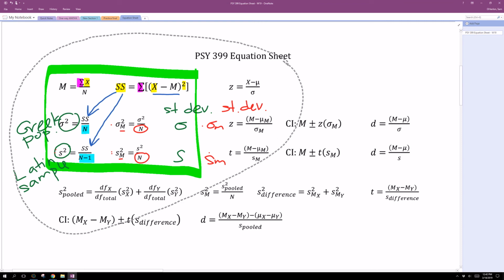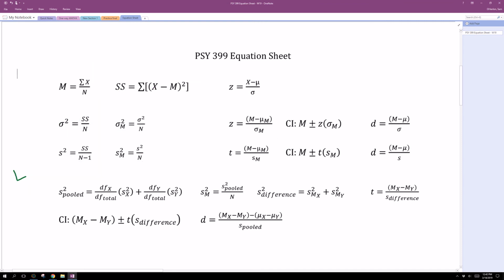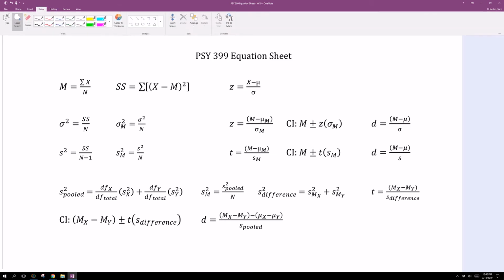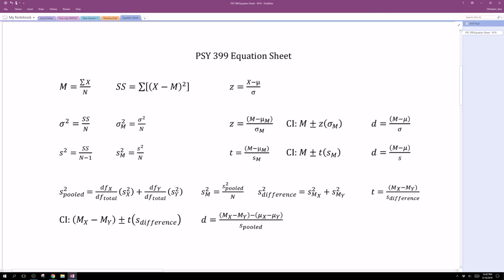Okay, so now that we've reviewed those 6 equations, let's move on. Okay. These right here are test statistics. So these are the stats you calculate when you're doing a hypothesis test.